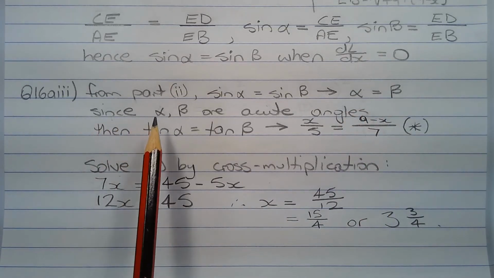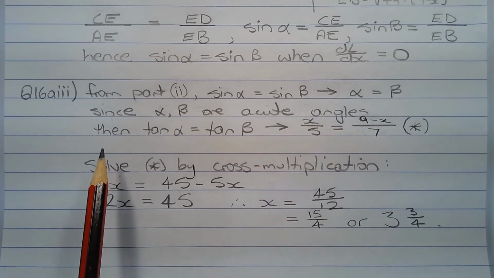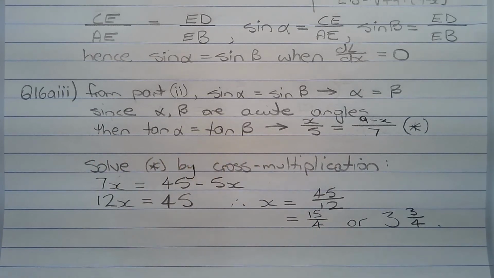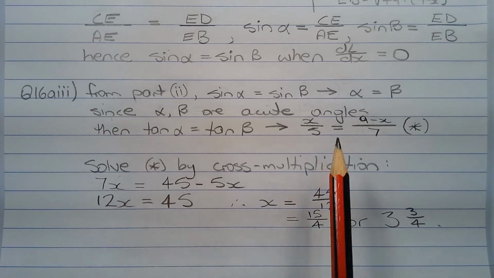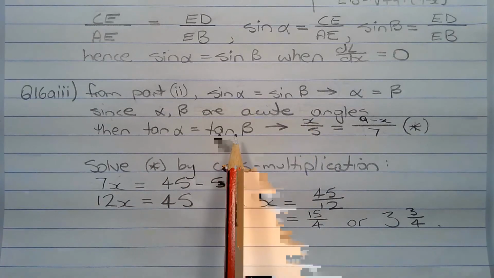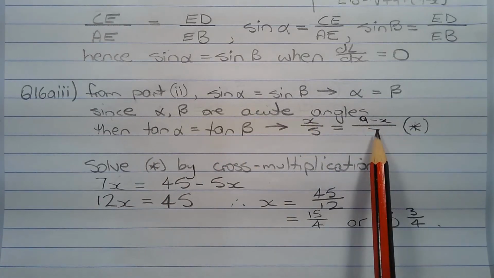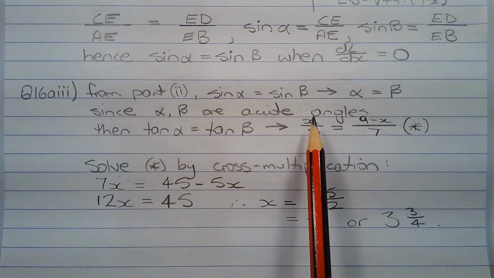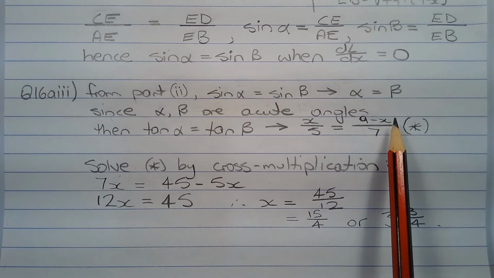Now, since angle alpha and angle beta are acute angles, this implies that tan of alpha equals tan of beta. And using right angle trigonometry, we know that tan is the ratio opposite over adjacent. So tan of alpha is equal to x over 5. Tan of beta is equal to (9 minus x) over 7. And since tan alpha equals tan beta, this means that x over 5 is equal to (9 minus x) over 7.